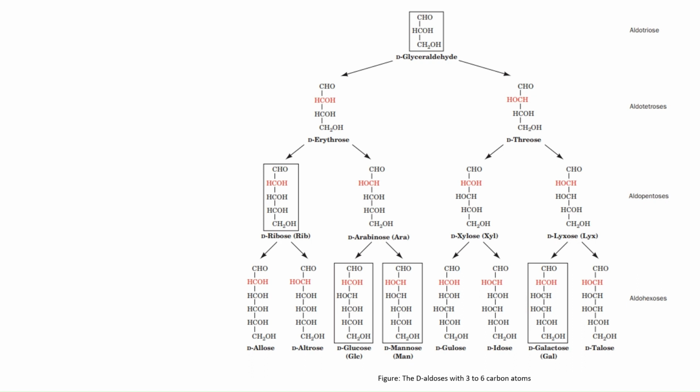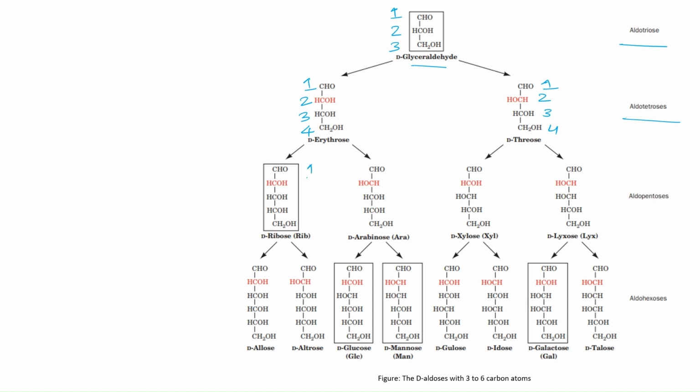Now let's see the first aldose, that is glyceraldehyde. How many carbon atoms? 1, 2 and 3. So it is a type of aldotriose. Aldo from aldehyde. Triose, why? Because 3 carbon atoms. So aldotriose. Next, this is carbon 1, carbon number 2, carbon number 3, carbon number 4. Here also carbon number 1, 2, 3 and 4. So these are the types of aldotetroses because of 4 carbon atoms.